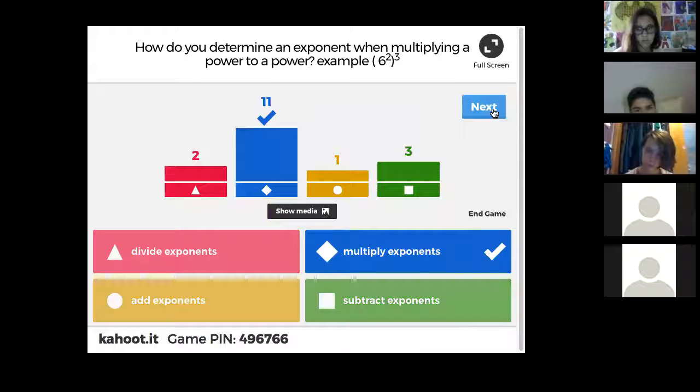Good job, guys. 11 of you got that right. Multiply, that means the exponent. So when you raise an exponent to another exponent, you multiply the two. There's another situation, which is one of the questions, I'm not going to give it away, where you don't multiply the exponents.